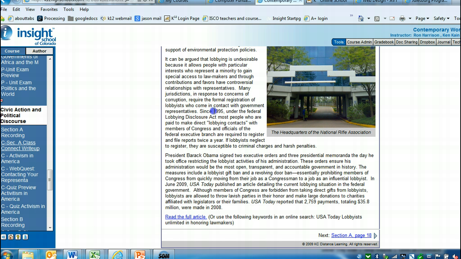You can see that even in 1995, the government had to make it unlawful for lobbyists to not register. So lobbyists have to be registered now. Before, anybody could practically be a lobbyist.